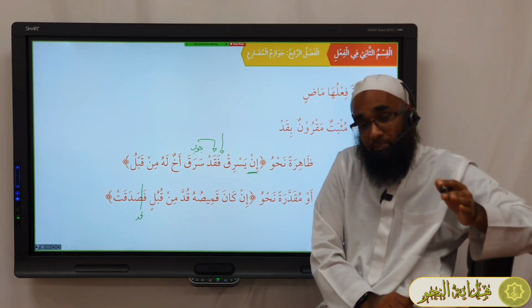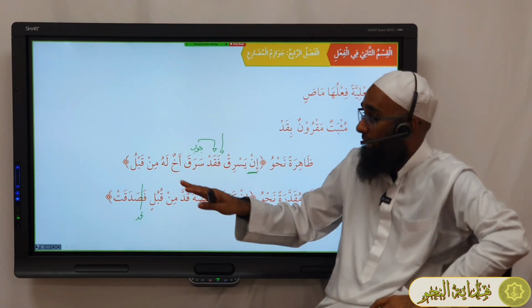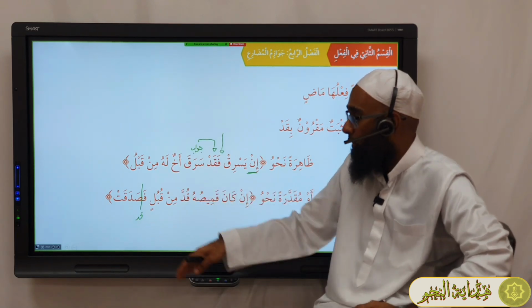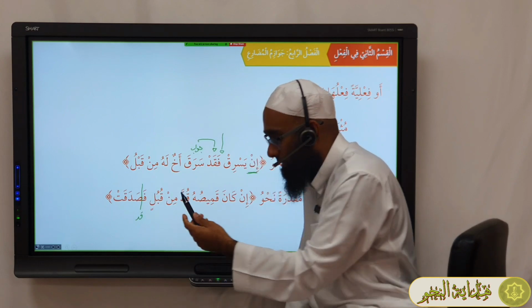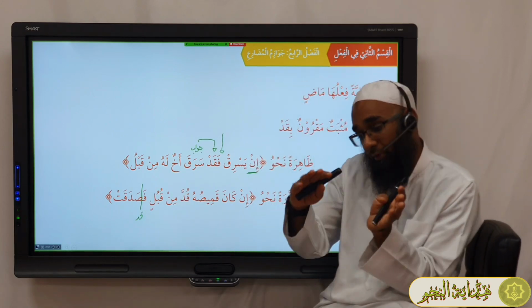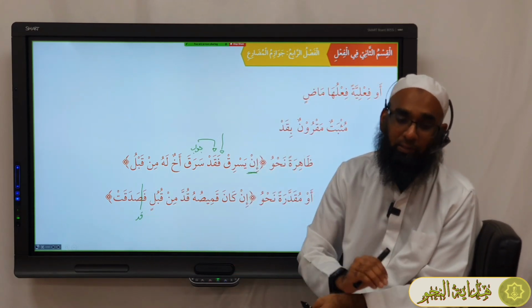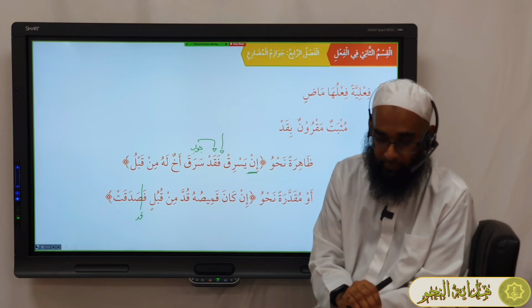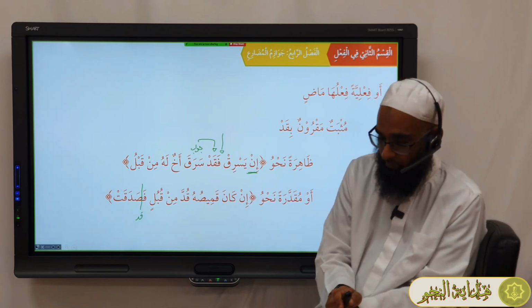When the madhi has a past tense meaning, related past tense, it is indicated by qad, and therefore, whether the qad is mentioned or not mentioned, whether the madhi indicates a previous or prior event, then you have to have a fa. Do you understand? Are you following? Okay.